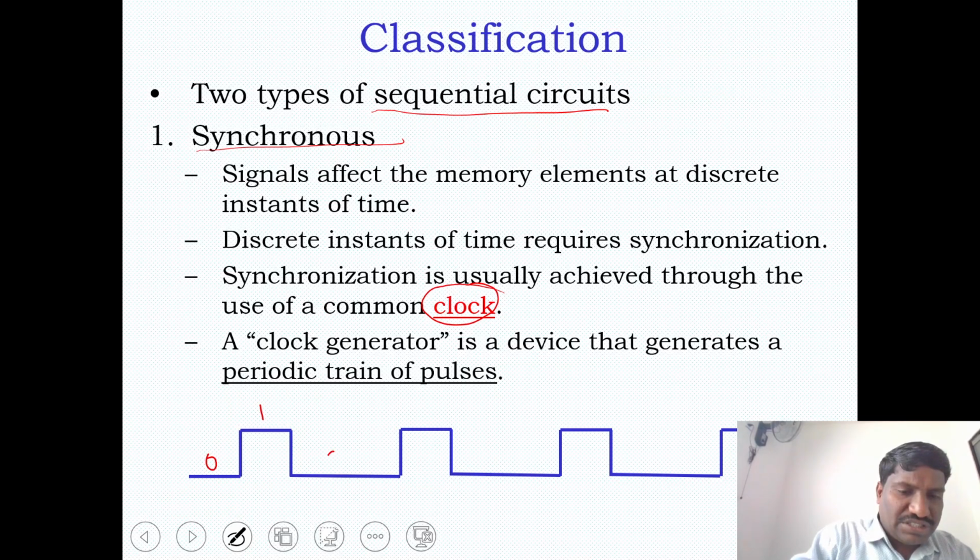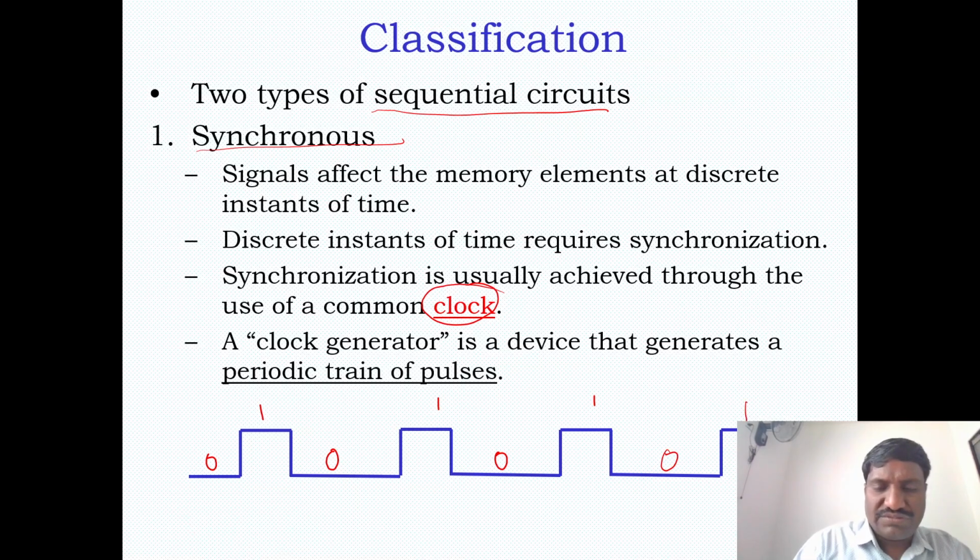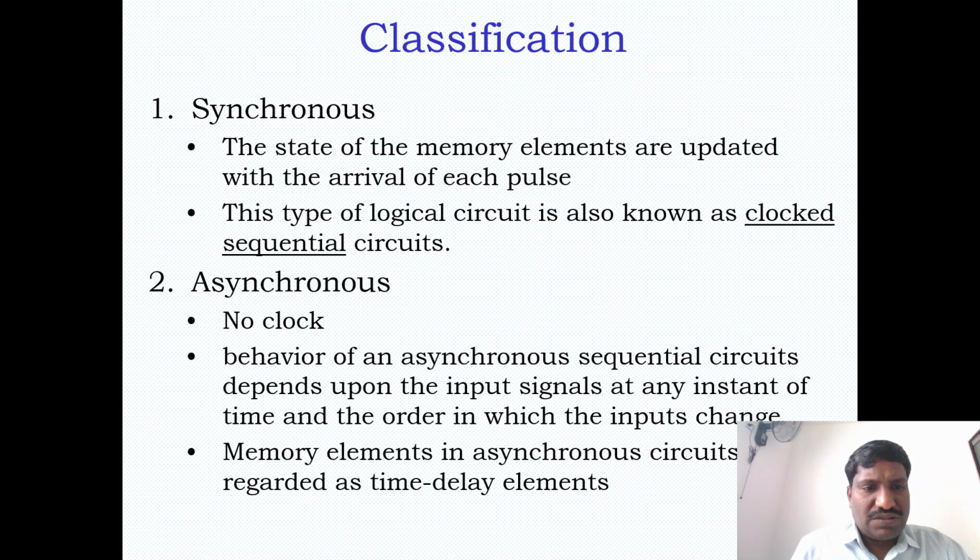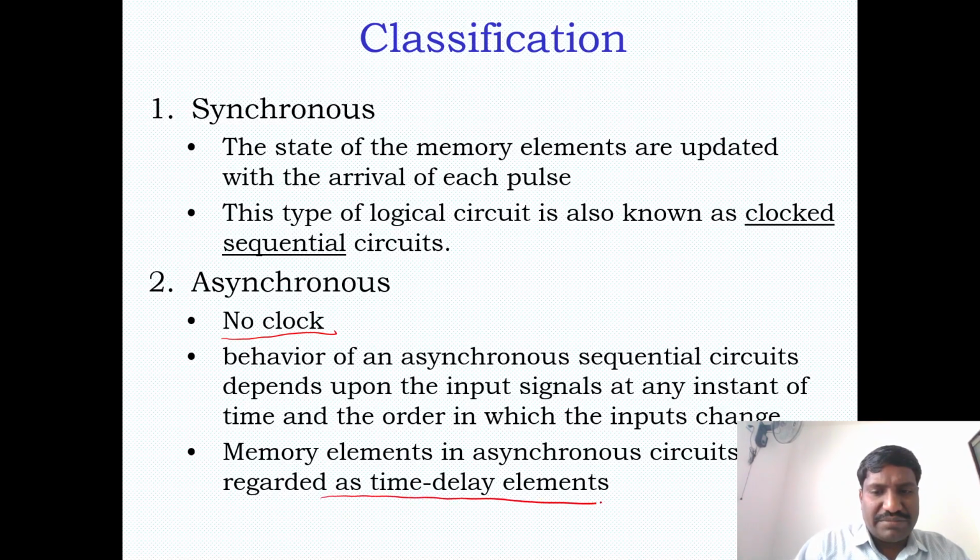Here it is 0, here it is 1, and likewise. This clock gives the timing information. It is used for synchronization. So a clock used in sequential circuits makes them synchronous sequential circuits. If there is no clock, it is asynchronous. In asynchronous circuits you won't find any clock, and the memory elements work as delay elements.